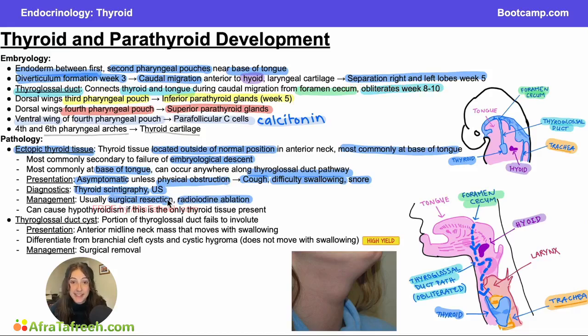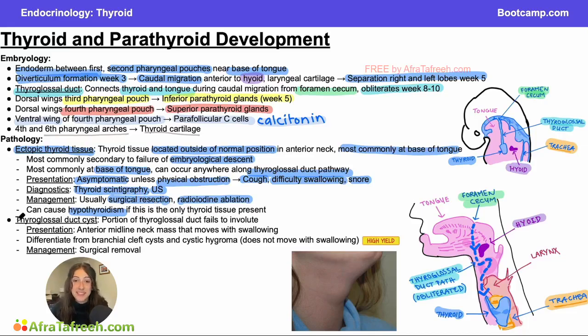And as you might imagine, if we do surgery to remove thyroid tissue and that was the only thyroid tissue present in the body, or if we ablate any thyroid tissue that was in your body to begin with, that can lead to hypothyroidism because we just got rid of all your thyroid tissue. And in this case, we would have to replete thyroid hormones with levothyroxine or something like that for the rest of their lives.